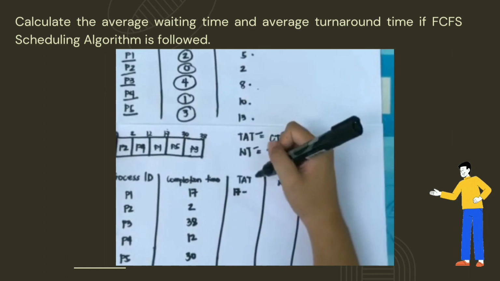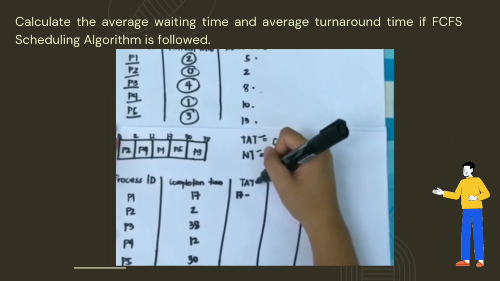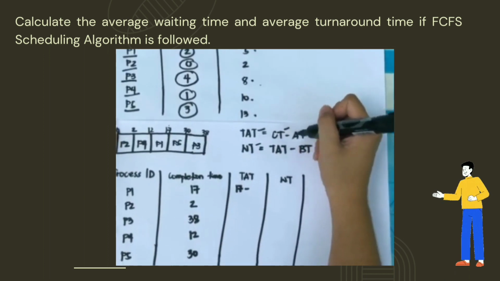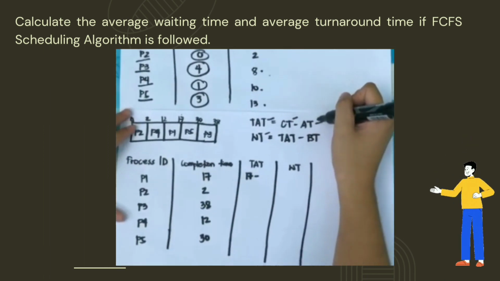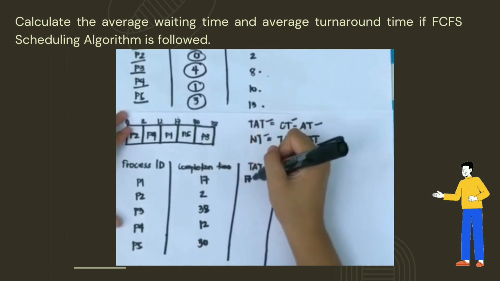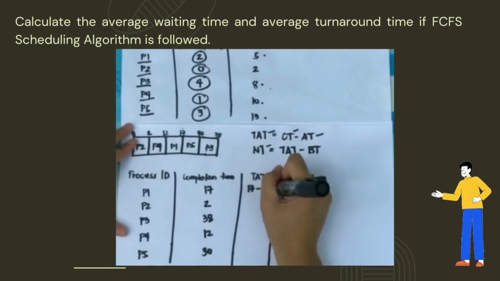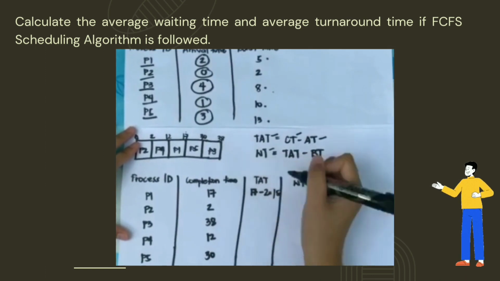So, paano natin makukuha yung turnaround time? So, ang formula nito is completion time i-minus natin sa arrival time. So, ang completion time ng P1 is 17. Ima-minus natin sa 2. So, ang sagot is 15.